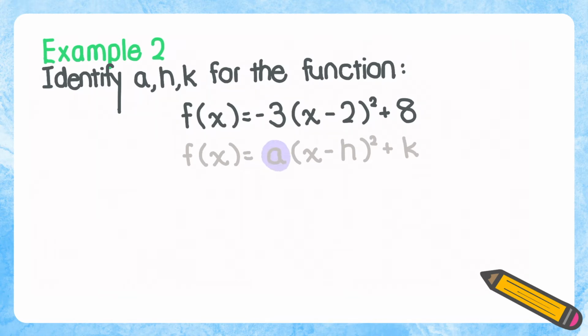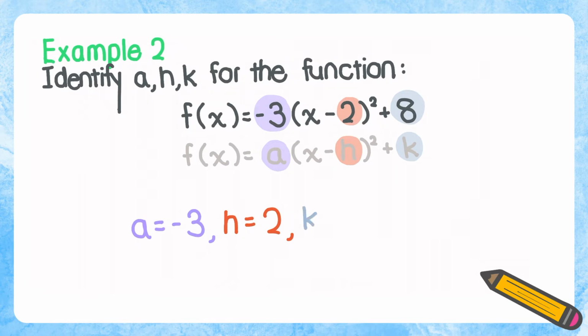a is replaced by -3. So I know that a equals -3. h is replaced by 2. So h equals 2. k is replaced by 8. So k equals 8. Since it was an exact match to the general form, it was pretty simple to find that a equals -3, h equals 2, and k equals 8.